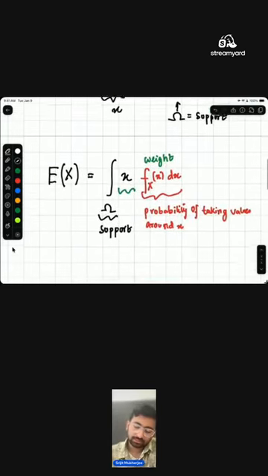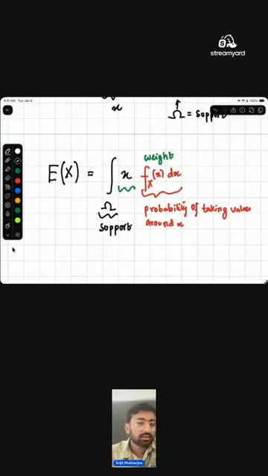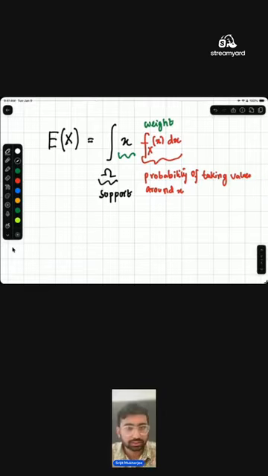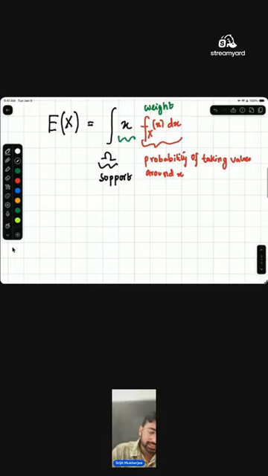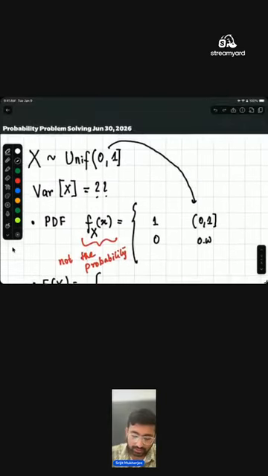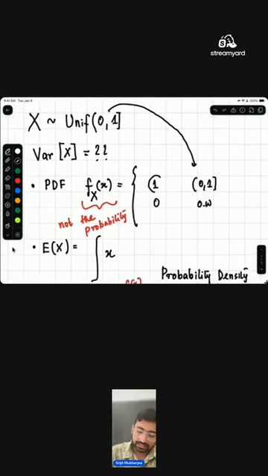So we have the probability. This is the weight of the probability of taking values around x, and this is x, and this is a weighted average. So this is the definition of expectation of X. Using that with the uniform as an example, if you remind yourself, the uniform has the density 1 between 0 and 1. This is the support of the uniform random variable.